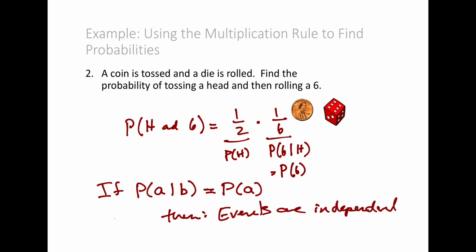In other words, if the occurrence of the first event, in this case B, occurred first, we're trying to find the probability of A, assuming B already occurred, and it was equal to just A by itself, that means the occurrence of the first event B didn't have any kind of impact on A.